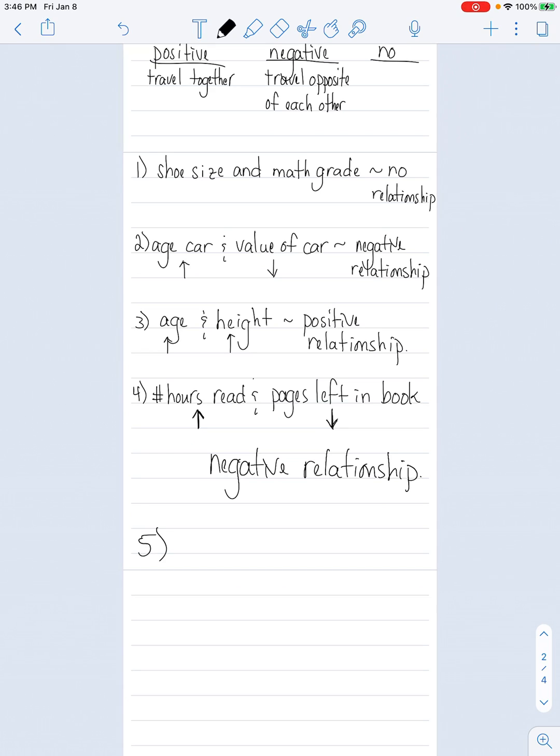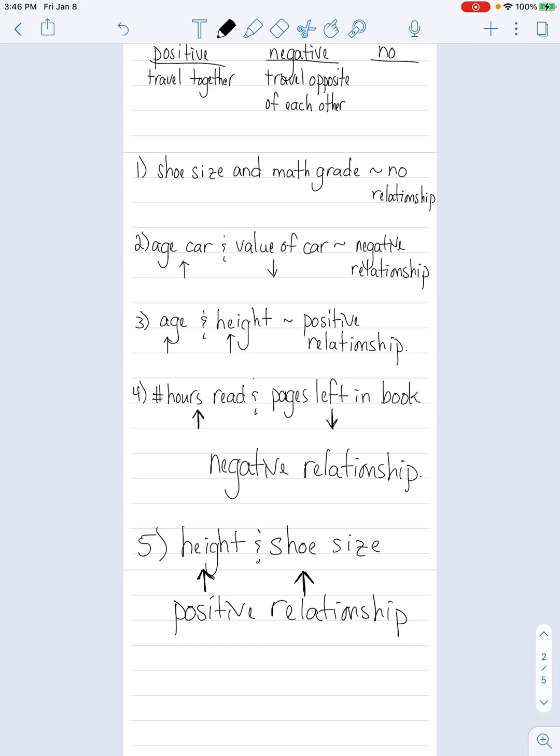Next example, what about your height and your shoe size? Let's think about what's typical. As you get taller, as your height increases, what typically happens to your shoe size? Does it get bigger? Does it get smaller? Yeah, it gets bigger. So those two things travel together, so that's a positive relationship.